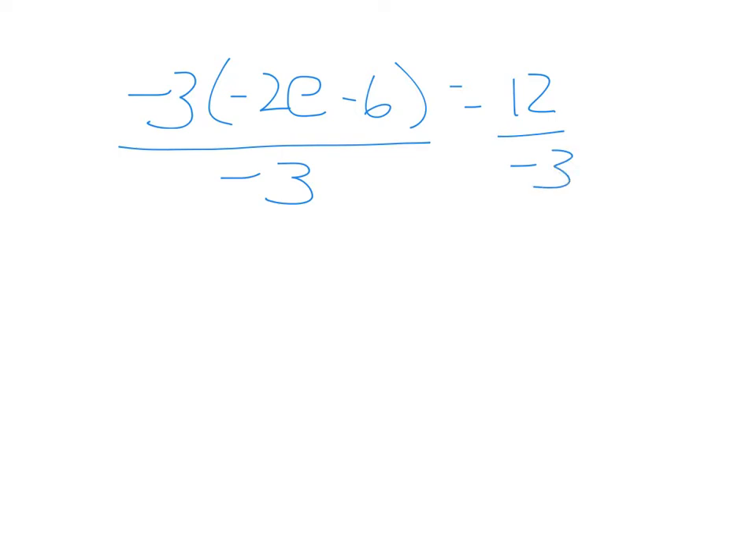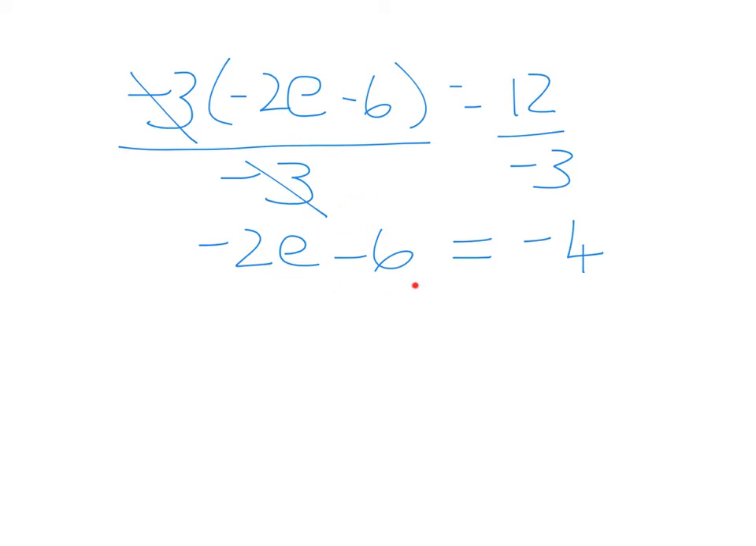Now, negative 3 divided by negative 3 is 1. We can cancel those out, and we are left with negative 2e minus 6. And 12 divided by negative 3 is negative 4, because remember, a positive divided by a negative will always be a negative.